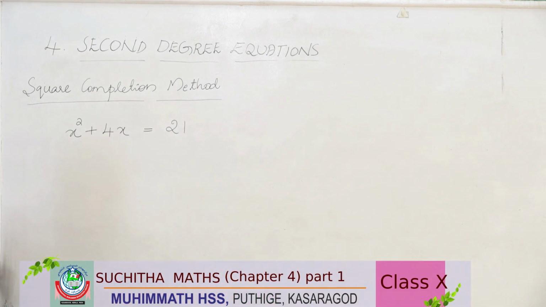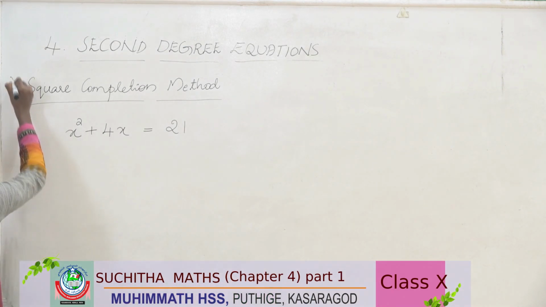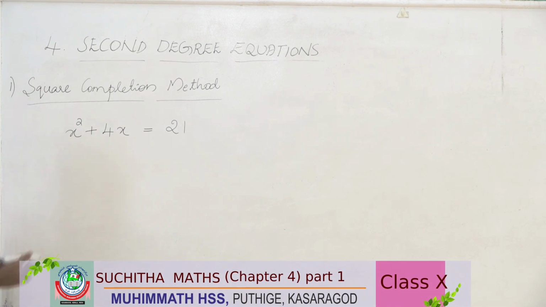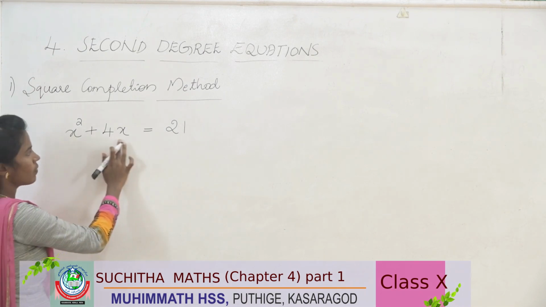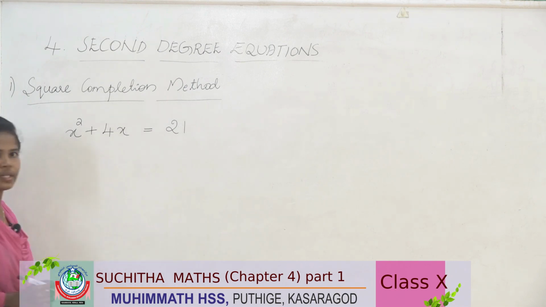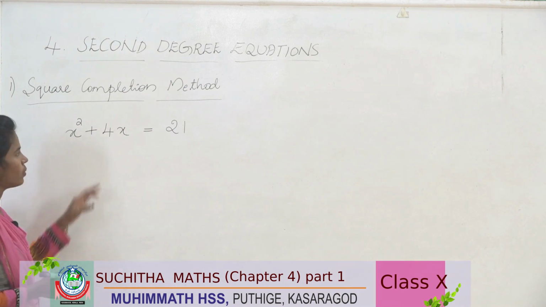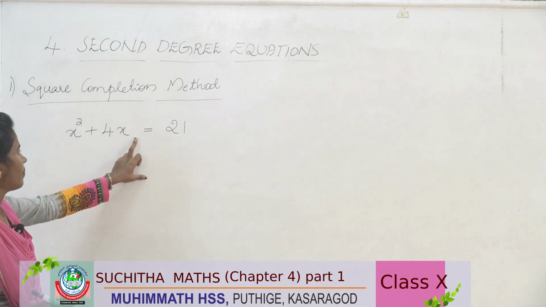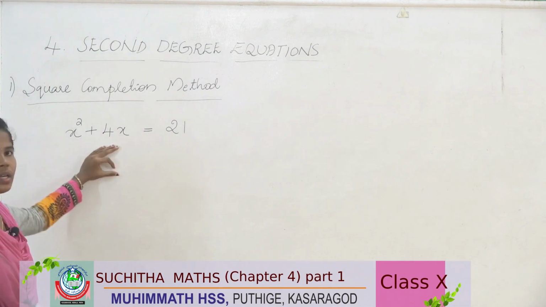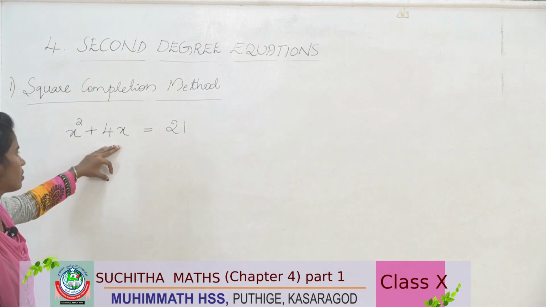So it is the first method. Square completion method is the first method. So x square plus 4x equal to 21. In the next step we have to add the square of half the coefficient of x on both sides.